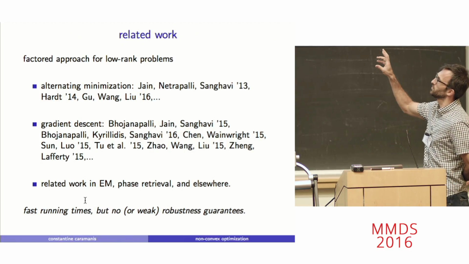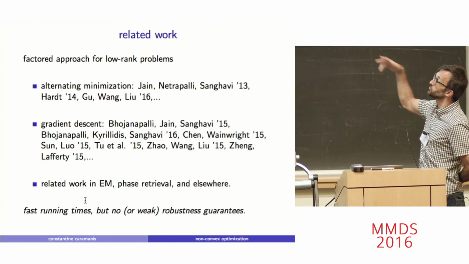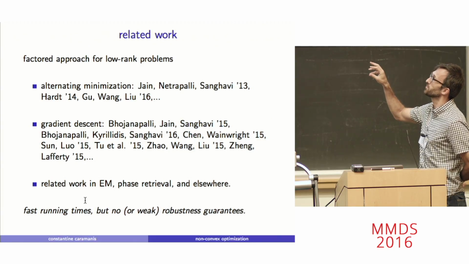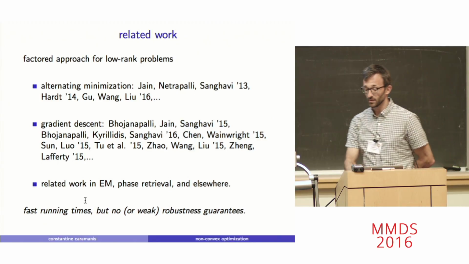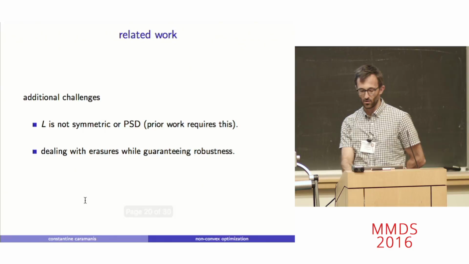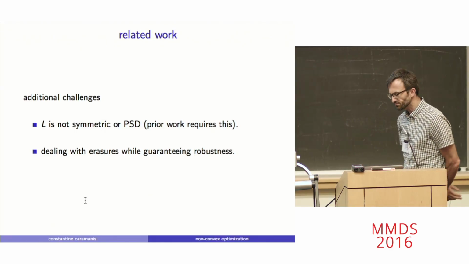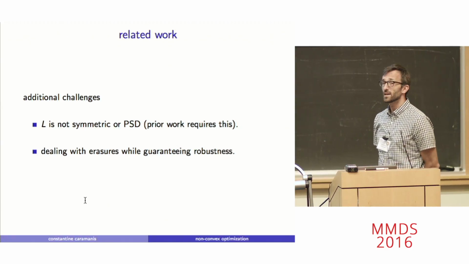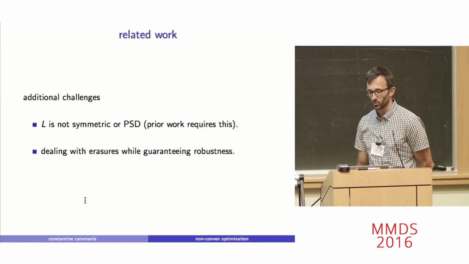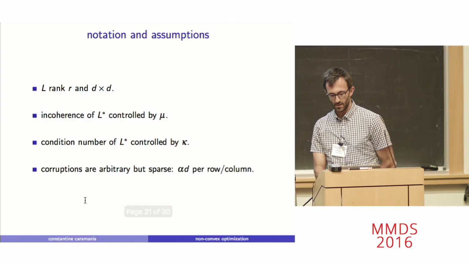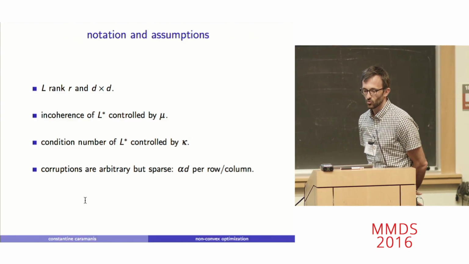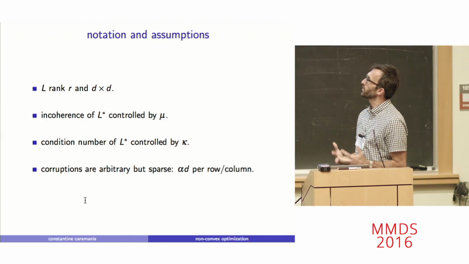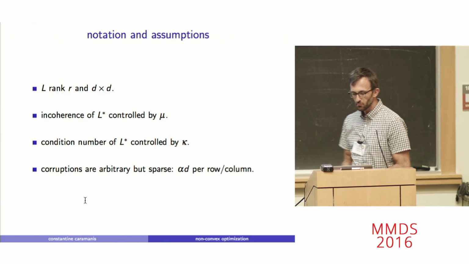So if you take any of these problems that basically do low rank matrix recovery and you add arbitrary and sparse corruptions, they completely break down. So that's really the area that we're trying to understand. There are some additional challenges in that we're not assuming anything about positive semi-definiteness or symmetry, which previous work has assumed. So I want to tell you a bit of the results and some of the intuition about where they come from and what kind of conditions you need.